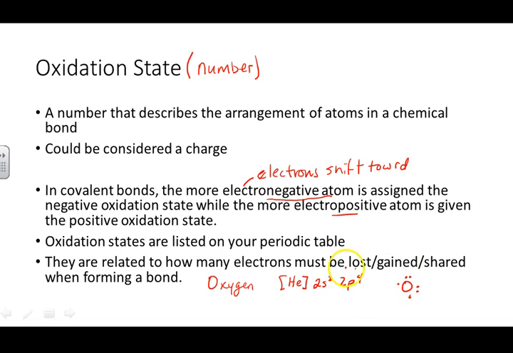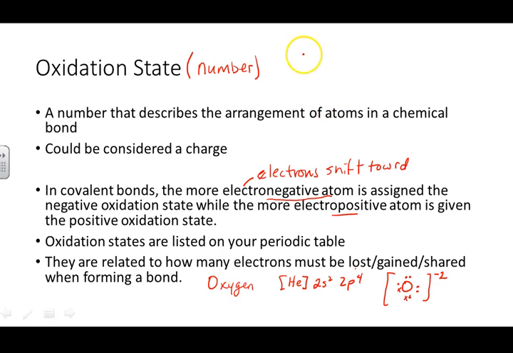That octet can be acquired by acquiring or sharing 2 electrons. When that's done, since there are 2 extra electrons in this shared arrangement, we would say that that has a -2 charge. Now, where do those 2 electrons come from?